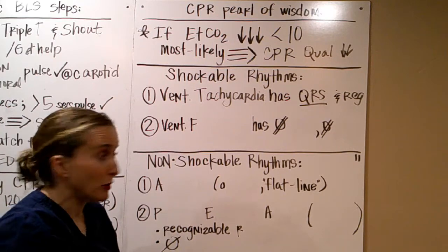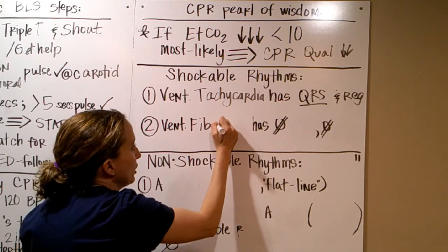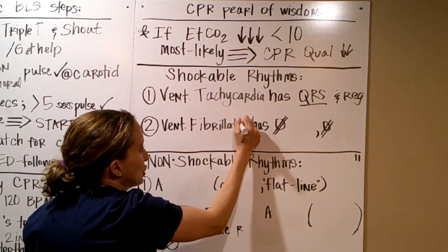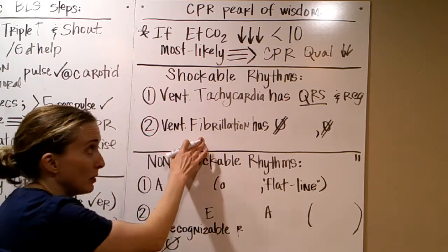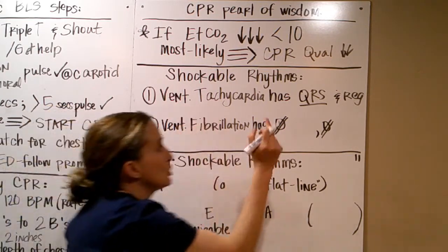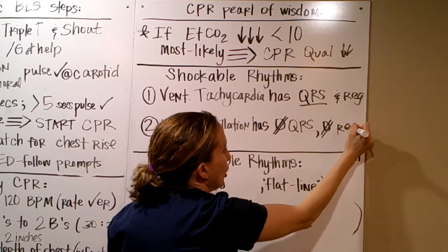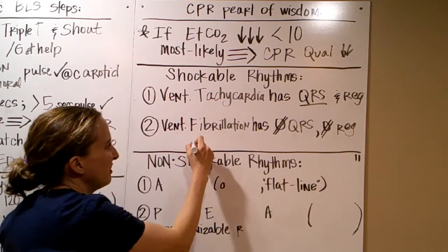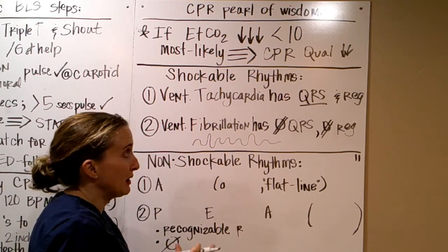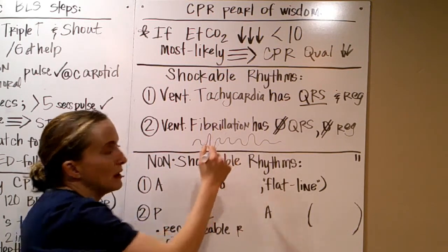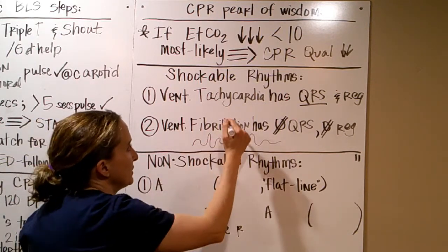Now, the other shockable rhythm in the PCA or pulseless cardiac arrest algorithms is called ventricular fibrillation, or VFib. So VFib, unlike VTach, has no recognizable QRS. It is not regular at all. It is garbled, it's a rhythm and it's shockable, but there's nothing regular about it, okay? And it can be either coarse or fine. There's all kinds of different things.